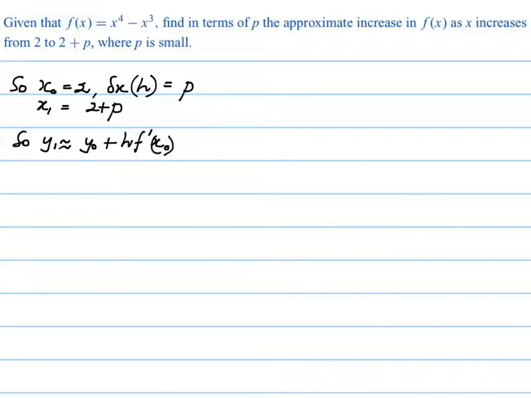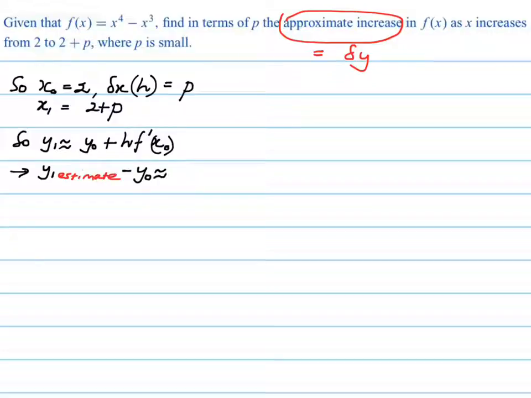So let's just trot out our formula here. y1 is approximately equal to the previous value, y0, plus the little bit of increment in x, which is h, times the gradient at x0. Now, approximate increase means, yes, that's delta y. The approximate increase is the delta y bit. So let's put it in that form: y estimate minus y0, just rearranging that formula, is approximately equal to delta y, isn't it?